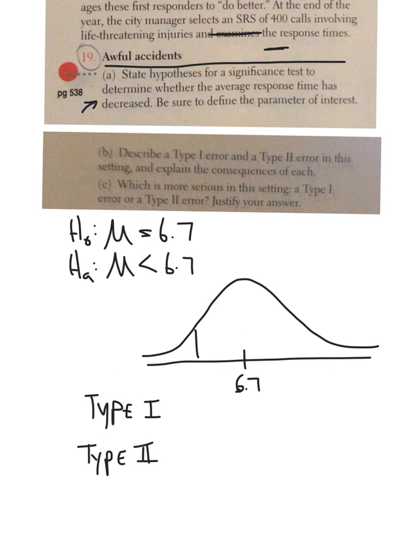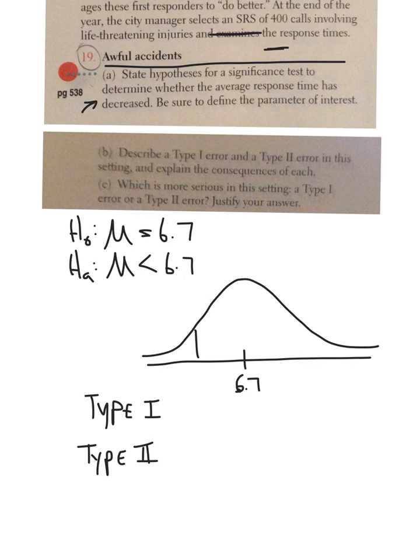Now we have to decide which type of error is more harmful, type 1 or type 2. I think it's type 1, because type 1 is saying, yeah, we got a lot better, we're doing good, even though they haven't improved. That would mean they would stop making changes to make the response time better, and more people would probably die. So that would be a problem.